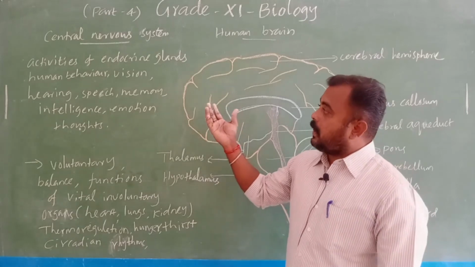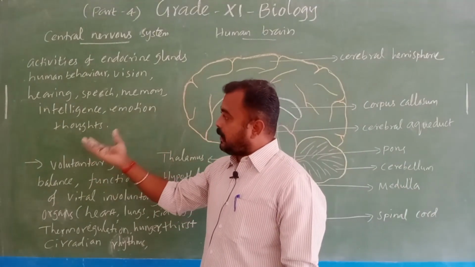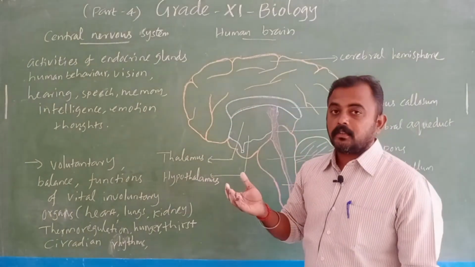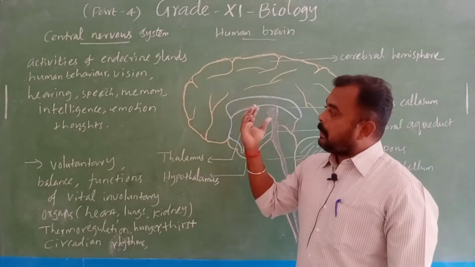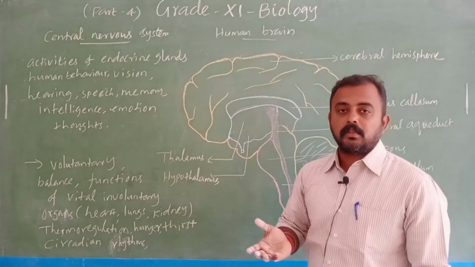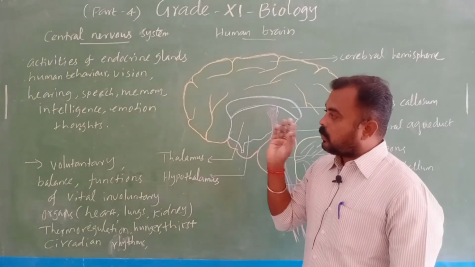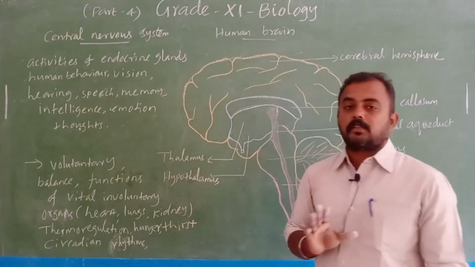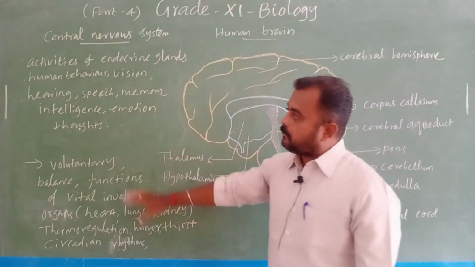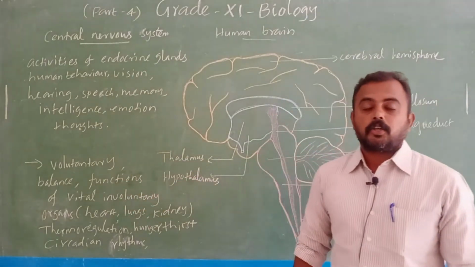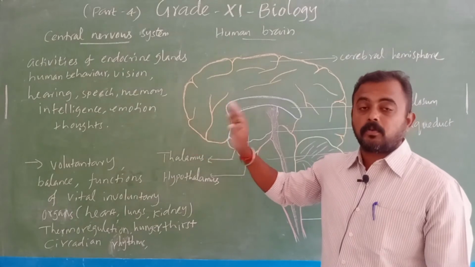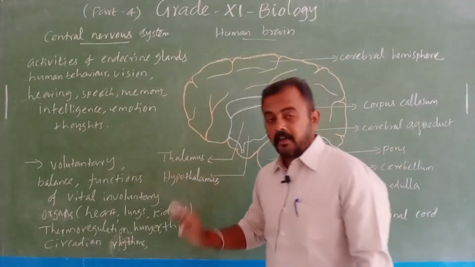Then next, vision, hearing, speech, memory, intelligence, emotion, several thoughts. For all these things, who is responsible? The human brain. So these are all the functions of the human brain. It is very important. Please note it down.